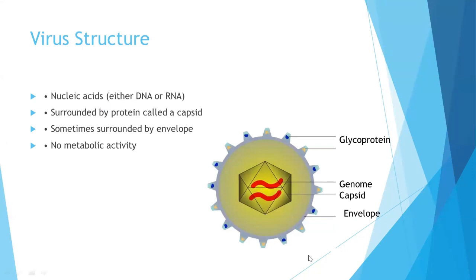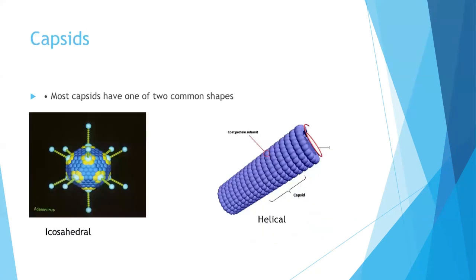Viruses do not have their own metabolic activity. They rely on the host for their metabolic activity. Most capsids have one of two common shapes. They can be either icosahedral or helical in shape.